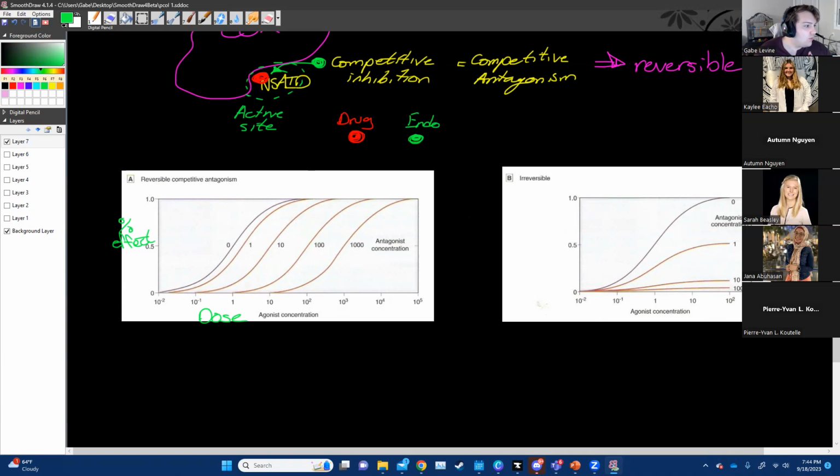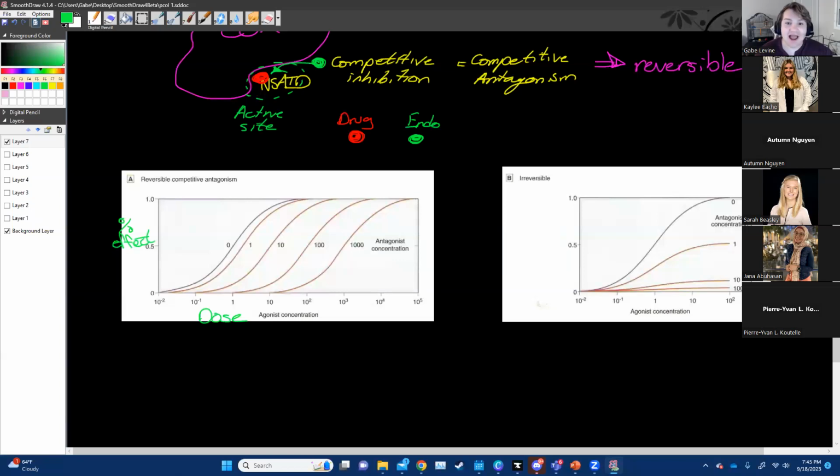One of the hard parts about using irreversible inhibitors is what happens if you overdose someone on an irreversible antagonist? What happens if they overdose on an antagonist? What would happen? They're not making it to Christmas. Yeah, very, very bad stuff, right?